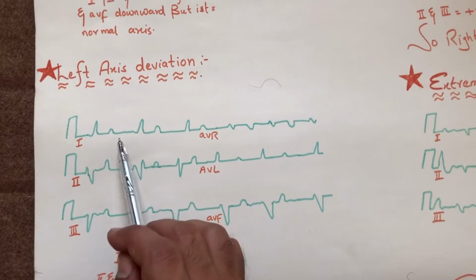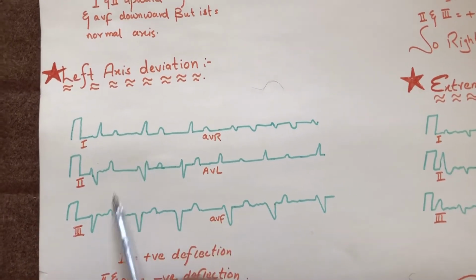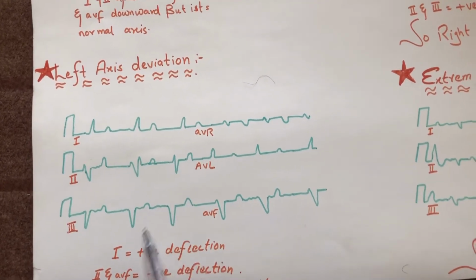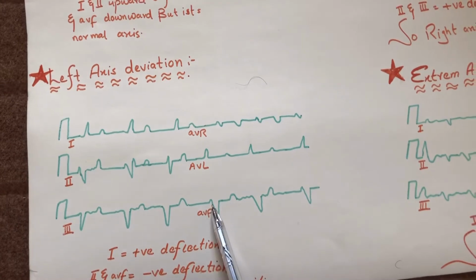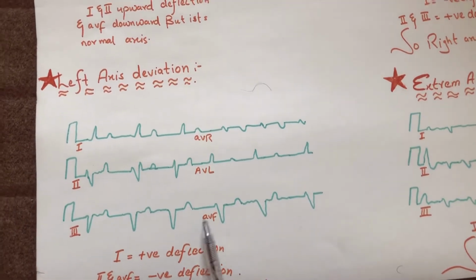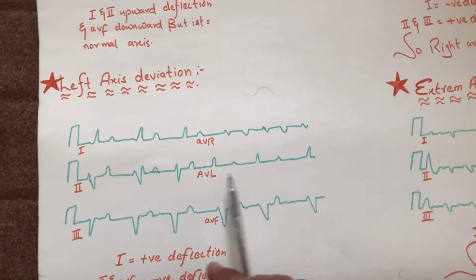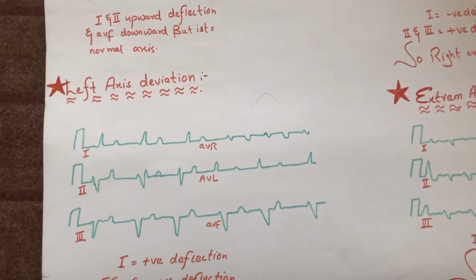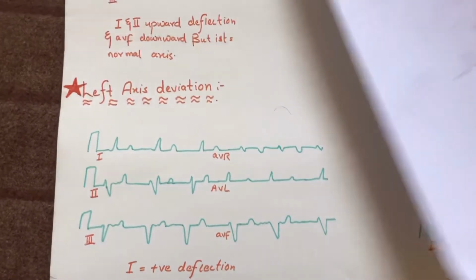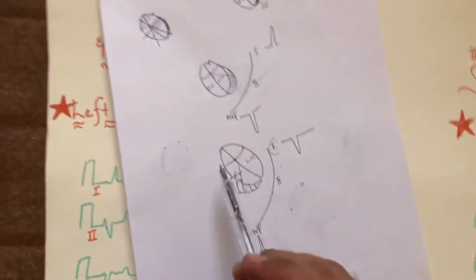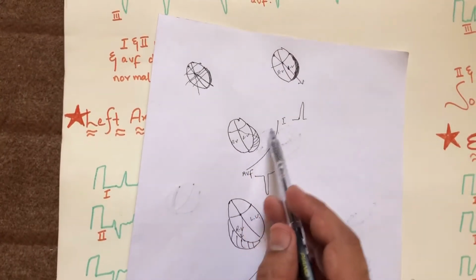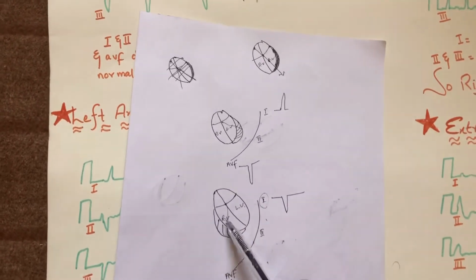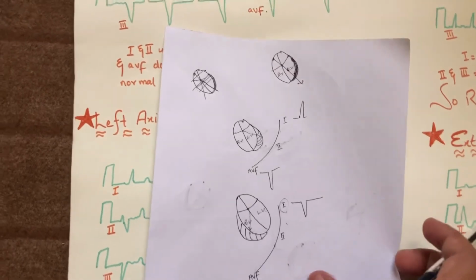See, lead 1 deflection is upward, lead 2 deflection is downward. Look at the QRS complexes. And this is AVF, which is also downward. Downward means the action potential is not going toward this side, it is going toward lead number 1. And we know that when it is going toward lead number 1, in left ventricular hypertrophy, there will be an upward deflection in lead 1 and a downward deflection in lead 2. You got it? Now look at the ECG.